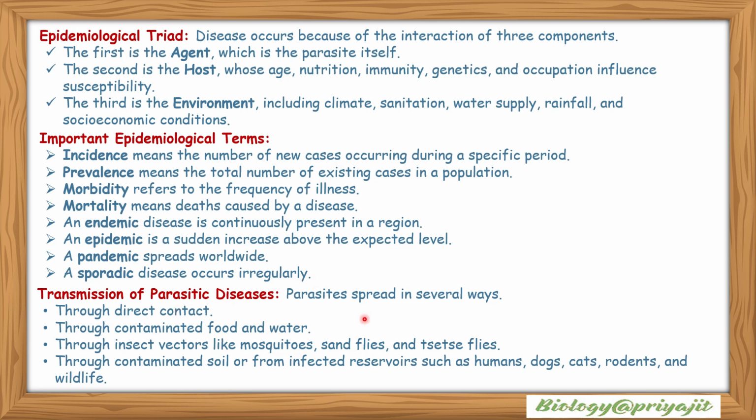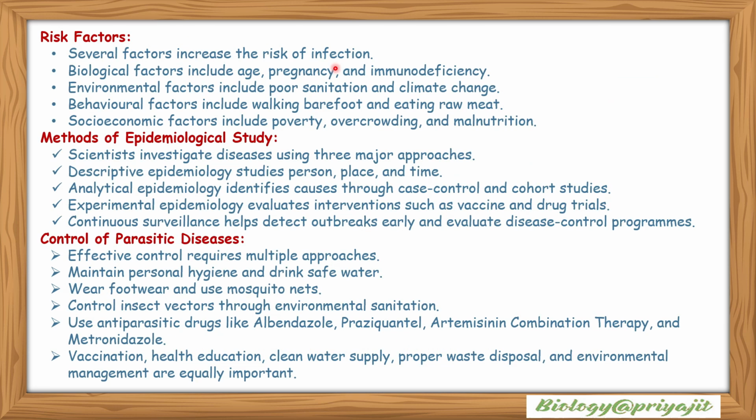Transmission of parasitic disease. Parasites spread in several ways: through direct contact, through contaminated food and water, through insect vectors like mosquitoes, sandflies, and tsetse flies, through contaminated soil, or from infected reservoirs such as humans, dogs, cats, rodents, and wildlife.